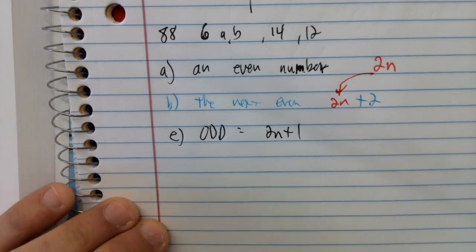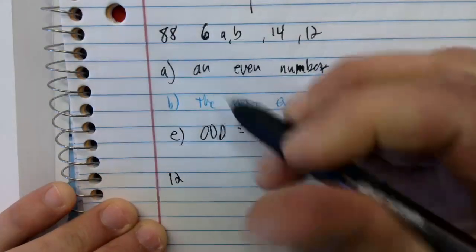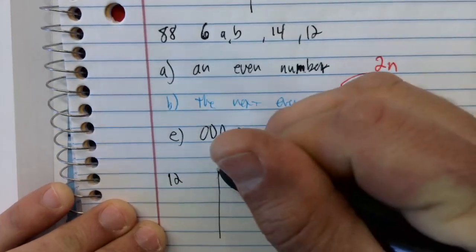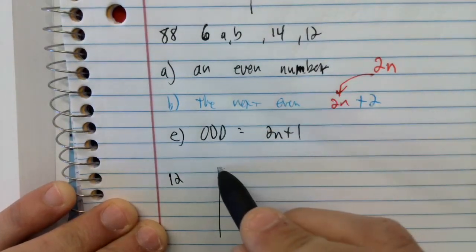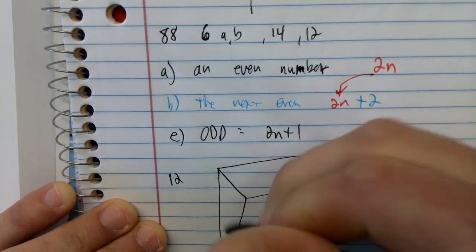Number 12, and then we'll get to 14. Number 12, they want us to find the surface area of this mailbox. That's what it is. It's a mailbox.